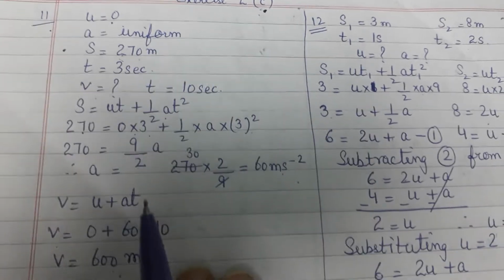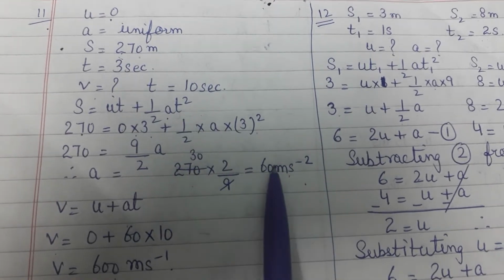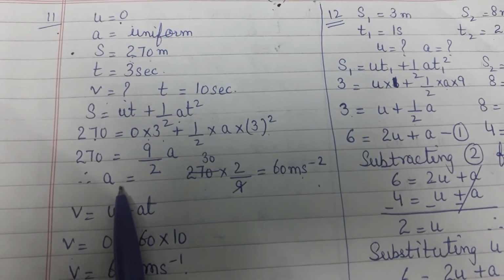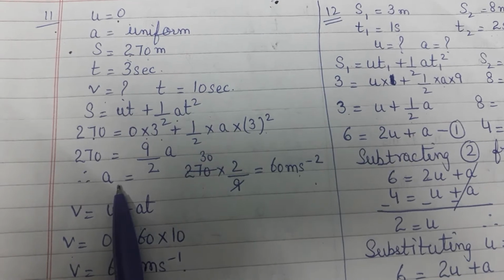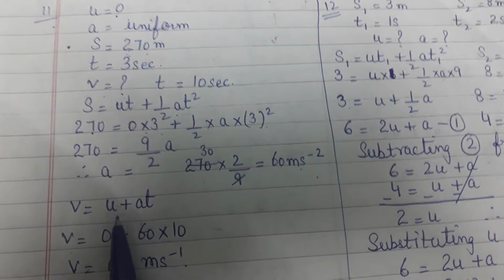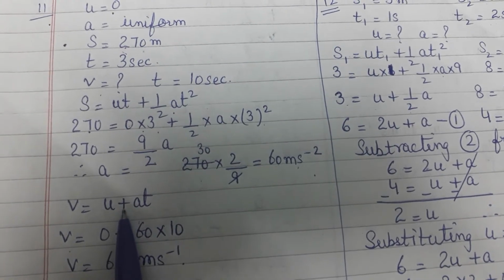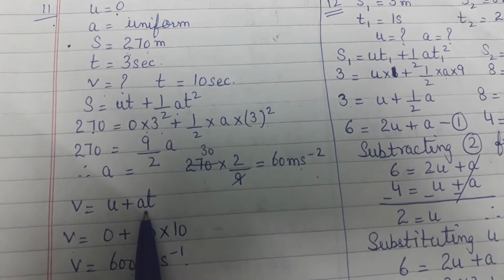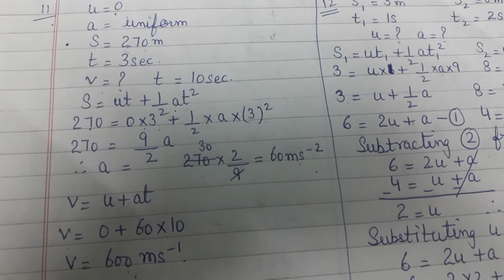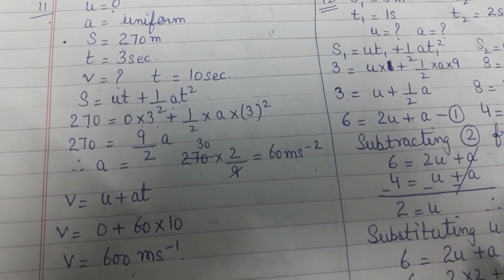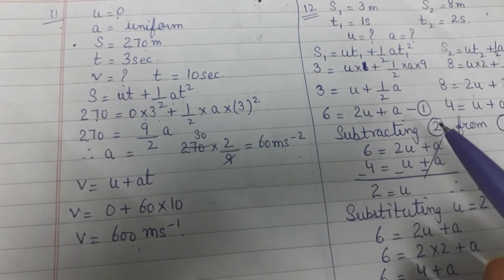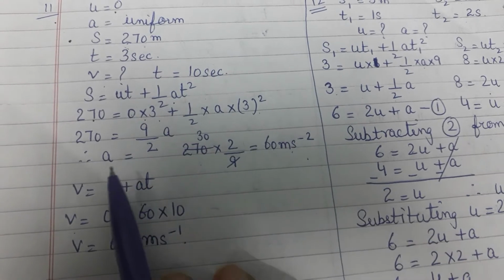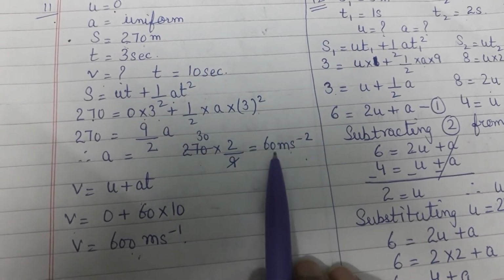You must see here we are finding out the value of a because without finding out the value of a, we won't be able to find out the value of v. It is understood because if I am using v is equal to u plus at, I need to substitute the value of a. If I even use some other equation of motion, v square minus u square is 2as, in that case also I need to substitute the value of a. So that's why I first found out the value of a.